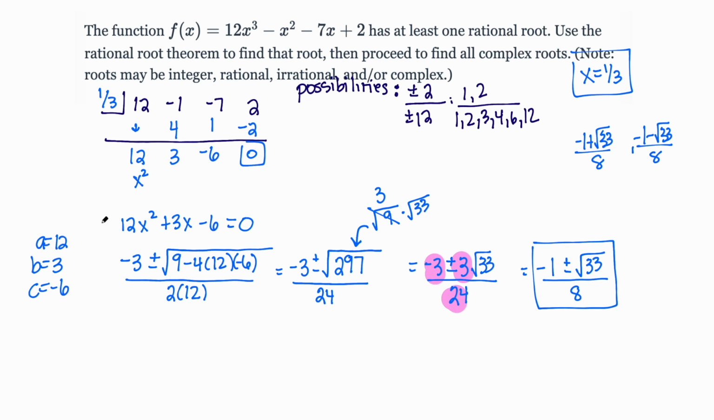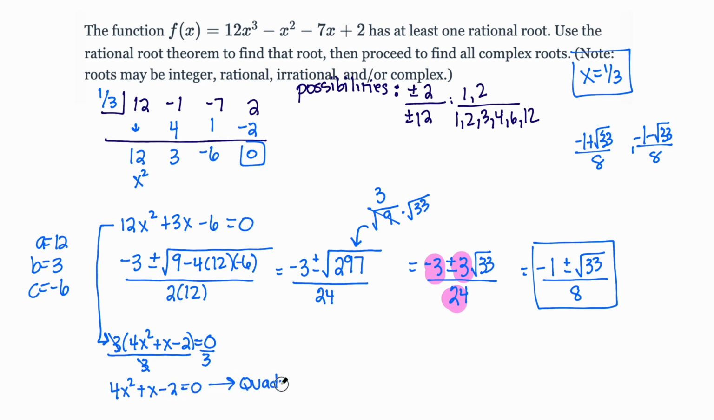Now, there is something you actually could have done to make this easier. You could have factored out a 3 over here. And then, since this is all factors, you could divide both sides by 3, leaving you 4x squared plus x minus 2 equals 0. And then you could have done the quadratic formula, and you would have gotten the exact same thing.